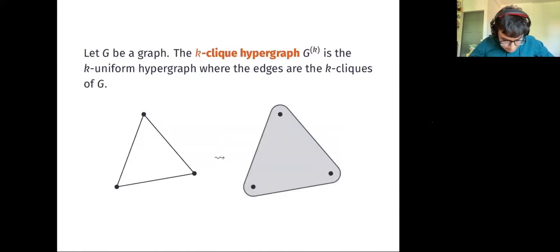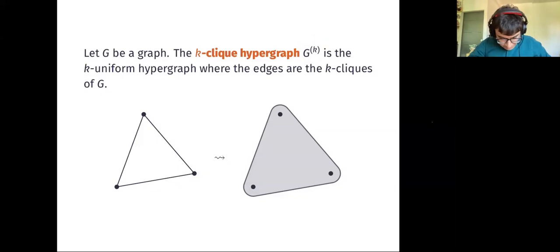And this is the main reason why we are interested in this. This is the connection. If I am given a graph G, I can define the k-clique hypergraph, which I denote G^k, a k-uniform hypergraph. The edges of this hypergraph are going to be the k-cliques of G. So for instance, in the 3-clique hypergraph, every triangle in the graph will become an edge of size 3 in this auxiliary hypergraph.